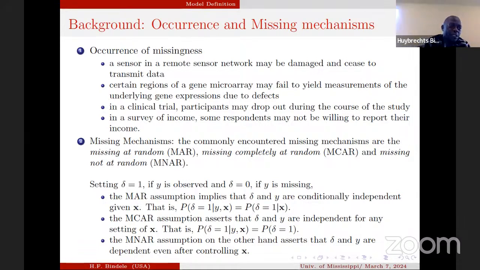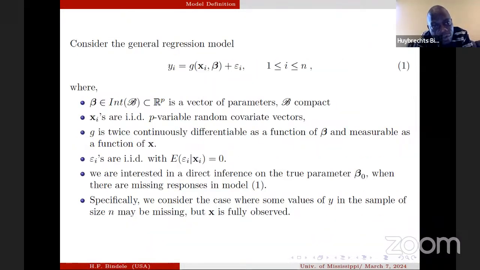Okay, so there are some other types of missing mechanisms that exist out there, but these are the three that we really look at in the missing data literature. So the main point here is to try to estimate beta 0 in the model, or beta in the model, in the presence of some missing y's.